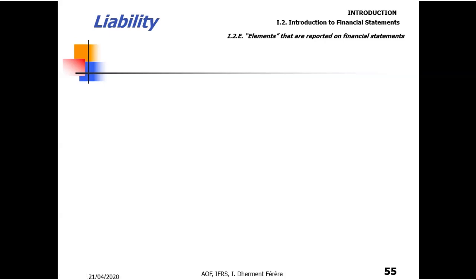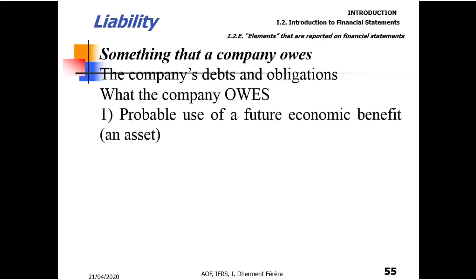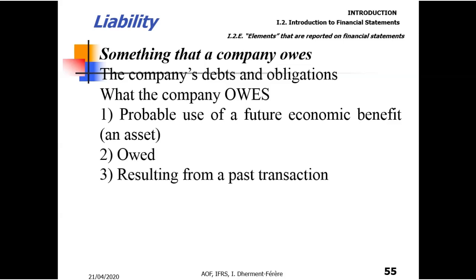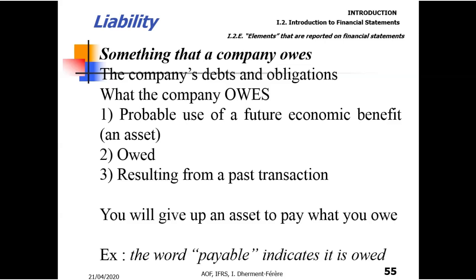What is a liability? It's something that a company owes. The company's debts and obligations. So, what the company owes. 1. Probable use of a future economic benefit, an asset. 2. Owed. 3. Resulting from a past transaction. So you will give up an asset to pay what you owe. For example, the word payable indicates it is owed.